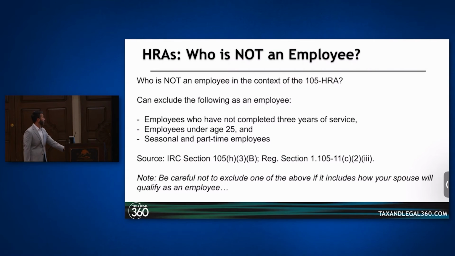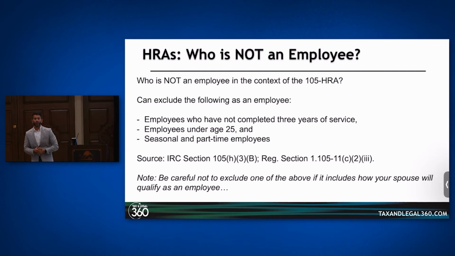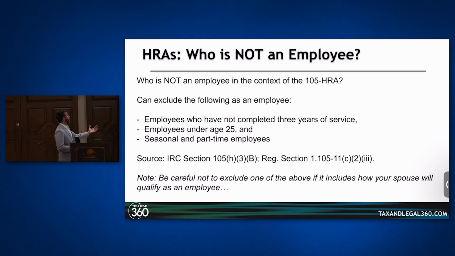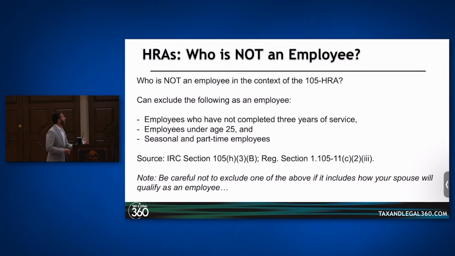Here's the source code for that if you want to look into that a little bit further. My note here at the bottom is saying, be careful not to exclude one of the above if it includes how your spouse will qualify as an employee. I didn't plan on using myself as an example here, but the example would be, my wife's working for me part-time in my business, and I'm giving her an HRA benefit, but in my HRA document, I said I am excluding all part-time employees. Well, now I've just excluded my wife, right? Because she's a part-time employee. So now I just eliminated my benefit. So when you are discriminating, be careful with it because you might be discriminating against your very own self.